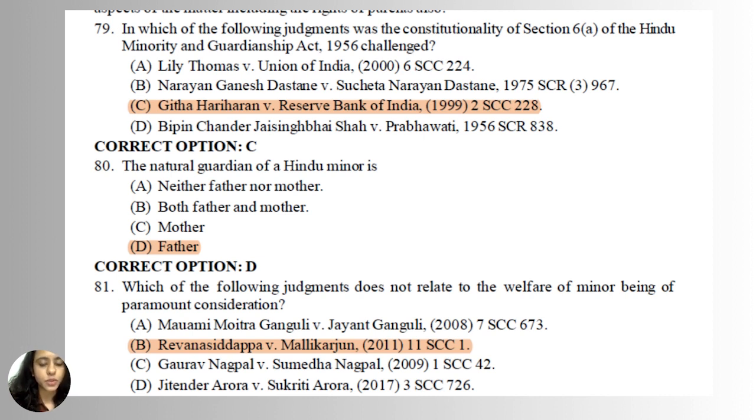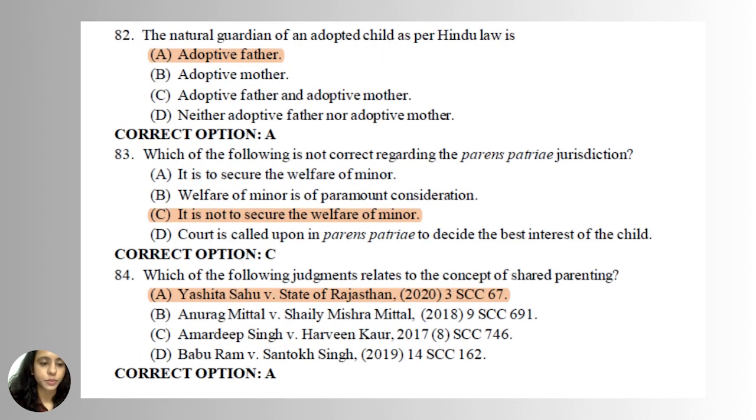Next was which of the judgments does not relate to the welfare of the minor being of paramount consideration. So all the three options A, C and D are related to the welfare of the minor child. Only option B is not related to this concept.